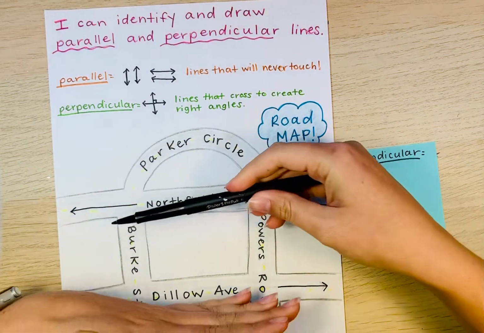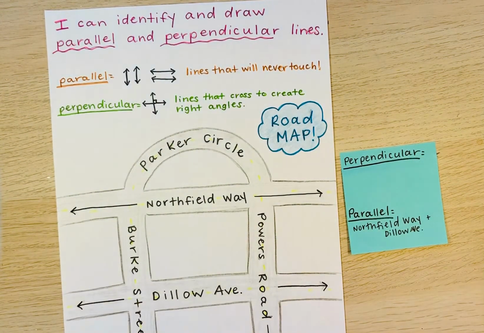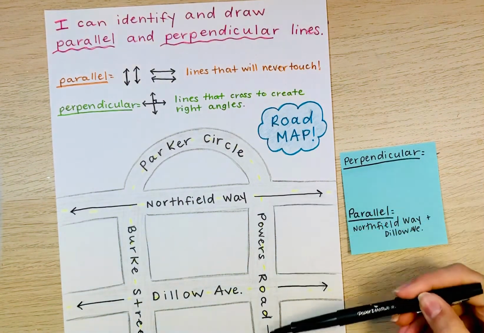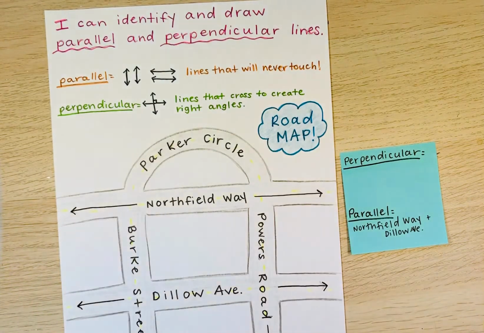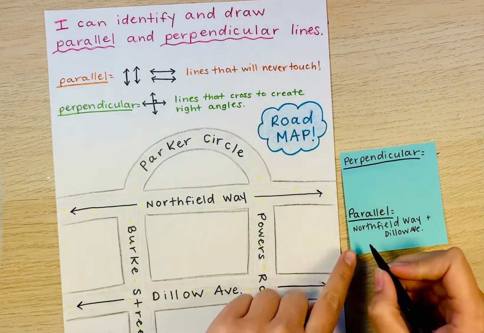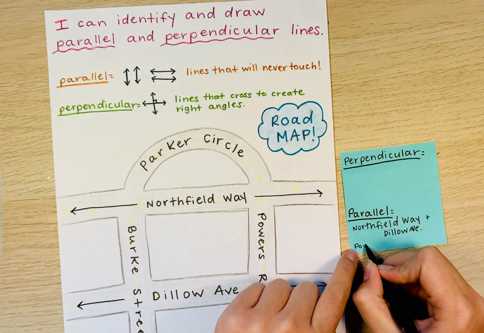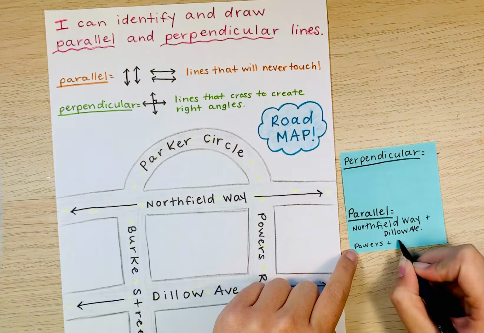I also see one other set of parallel lines. I see Powers Road and Burke Street. Those both are parallel to one another because they will never intersect. So I'm going to write that down here. Powers and Burke.